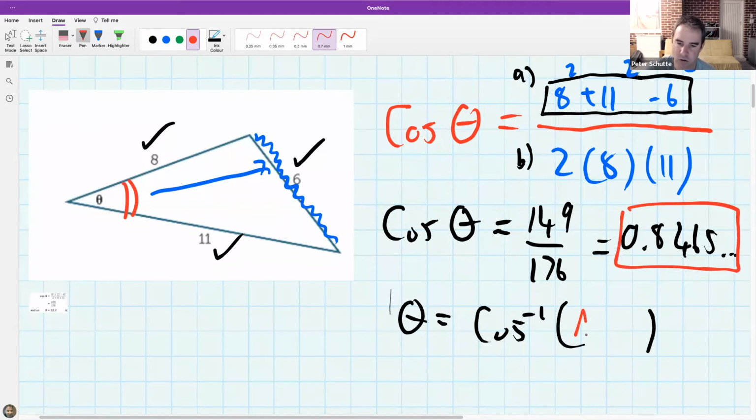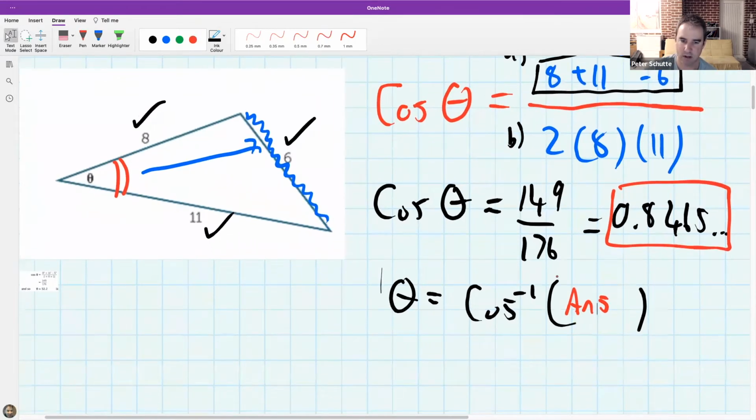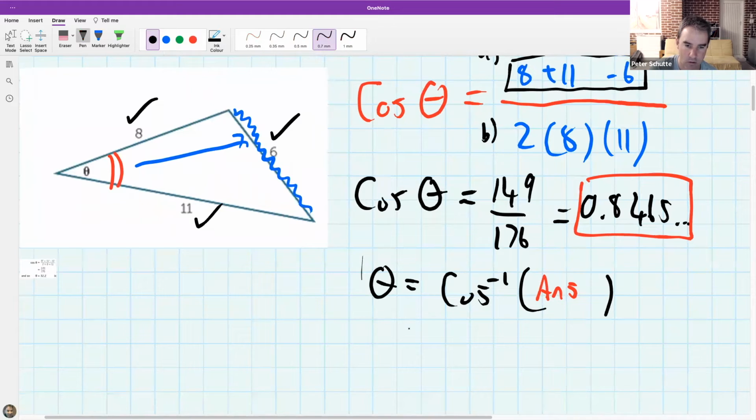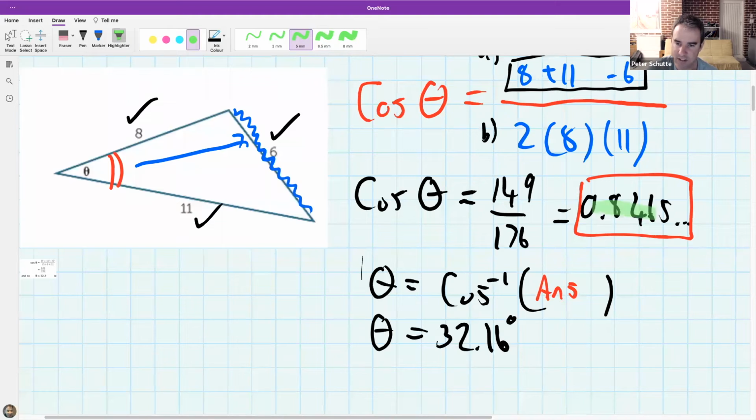But I would just use the answer key to help me. Instead of having to type it out again, I just go, I already pressed equals. It's sitting in my calculator's memory. Now I go shift cos, answer key, close brackets. And what do you get? I get 32.16. If you didn't get that, it's just because you are losing decimals at that point.